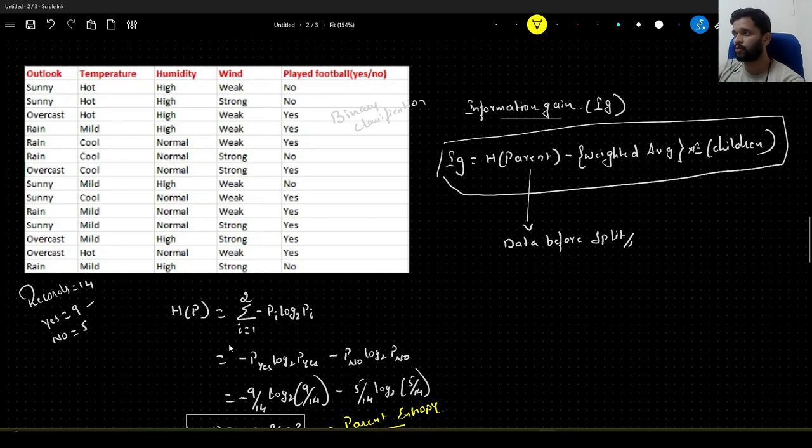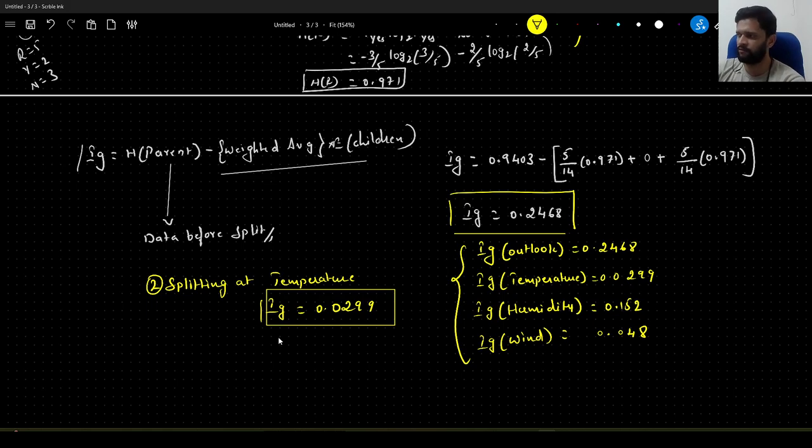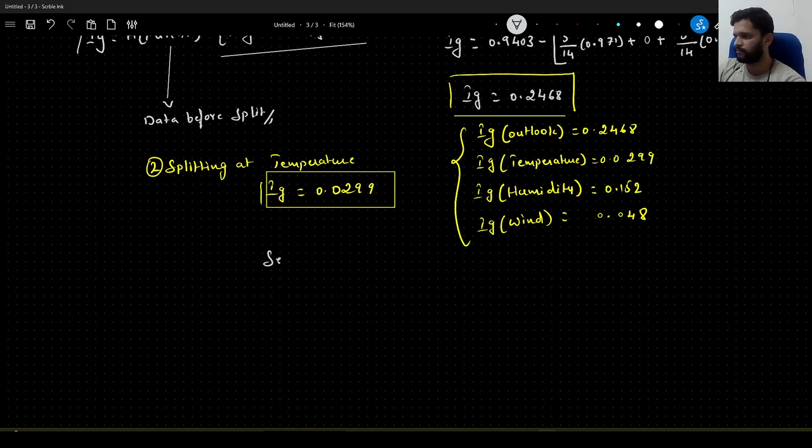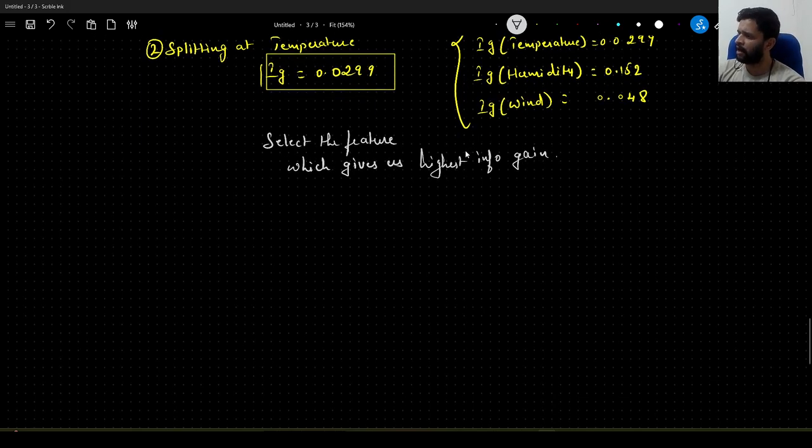Right. So, now we have calculated the information gain considering the splits at all of these features that we have with us. So, how do we decide at which feature we will split the data set? It will be the feature which gives us the highest information gain. So, we will select the feature which gives us the highest information gain. Out of this, which is giving us the highest? This particular thing here, right? The Outlook. So, we will split the data set at Outlook.